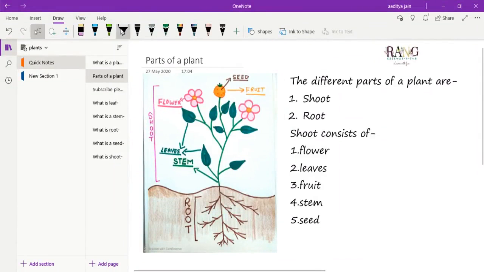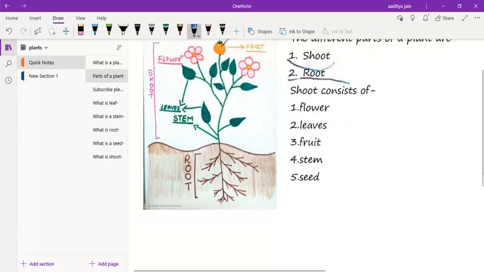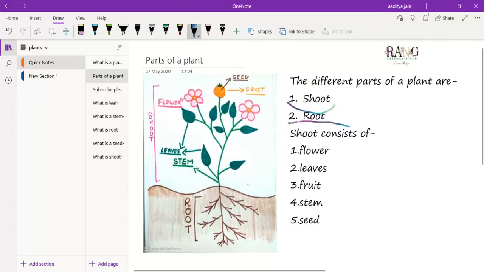So, kids, what are the different parts of the plant? The different parts of a plant are shoot and root. You might be thinking, I have listened to root, but what is this shoot? Shoot is the upper part above the soil of the plant. You can see this is the soil and the part above it is the shoot. Shoot mainly consists of the flower. As you can see here, it is the flower. It is beautiful and attractive.